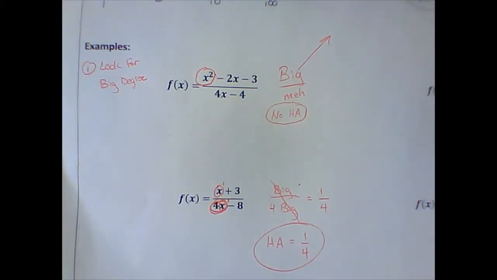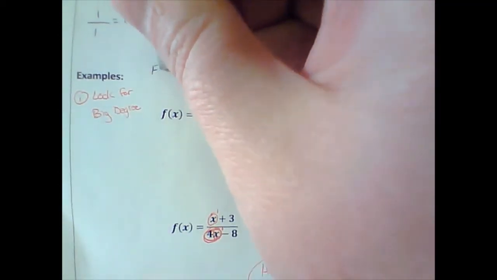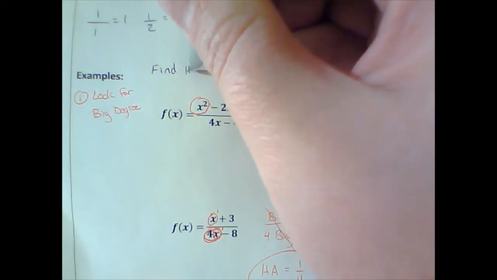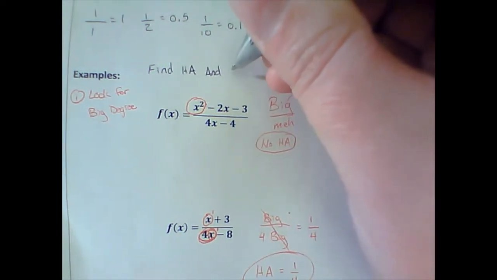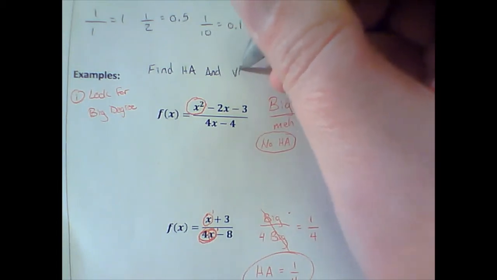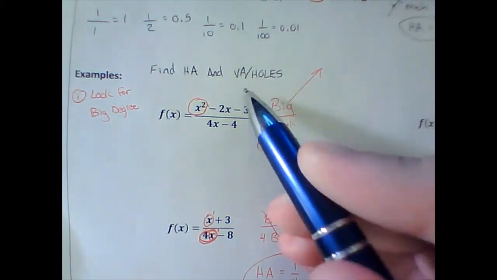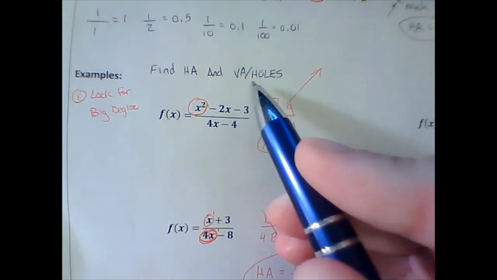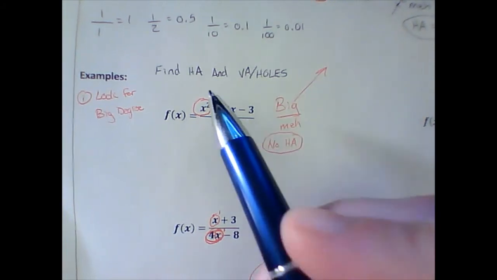Now what if on our worksheet we didn't just have to find the horizontal asymptote? I mean, that'd be nice if that's all we had to do. But what if our worksheet also wanted us to find the vertical asymptote or the holes, the discontinuities? What if we had to do both?